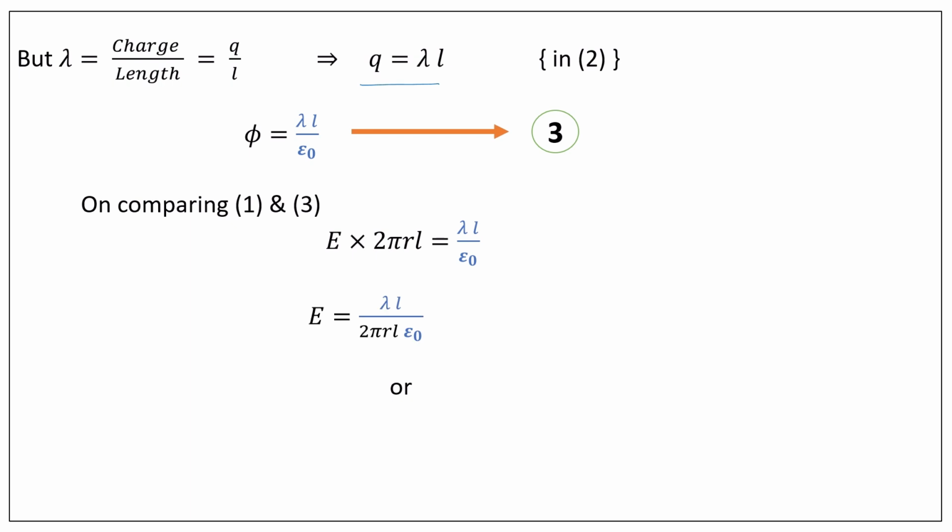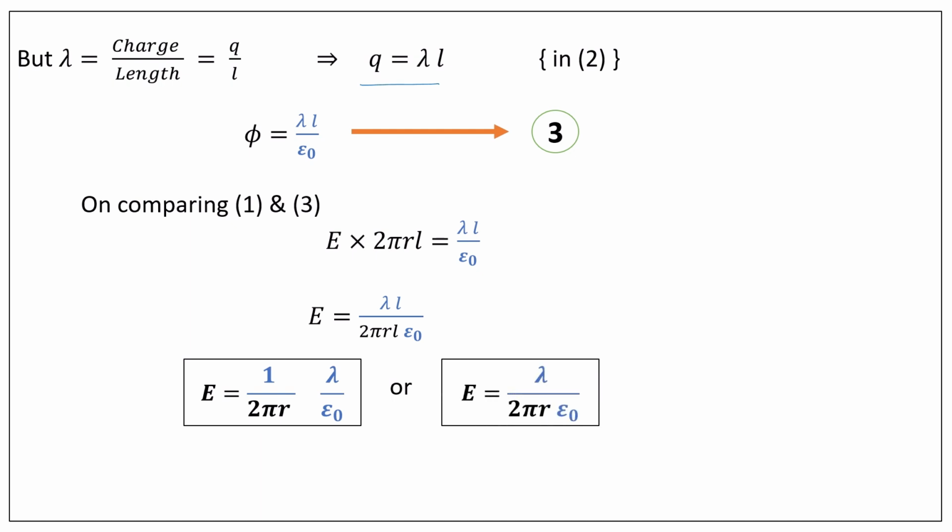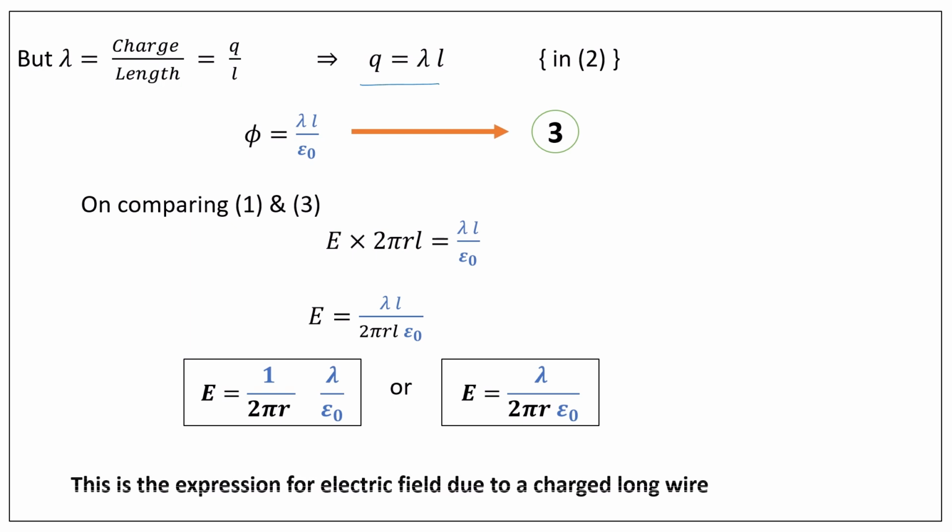Therefore, E is equal to lambda L by 2 pi r L epsilon naught. On cancelling L from numerator and denominator, we get E is equal to 1 by 2 pi r into lambda by epsilon naught, or E is equal to lambda by 2 pi r epsilon naught. This is the expression for electric field due to a charged long wire.